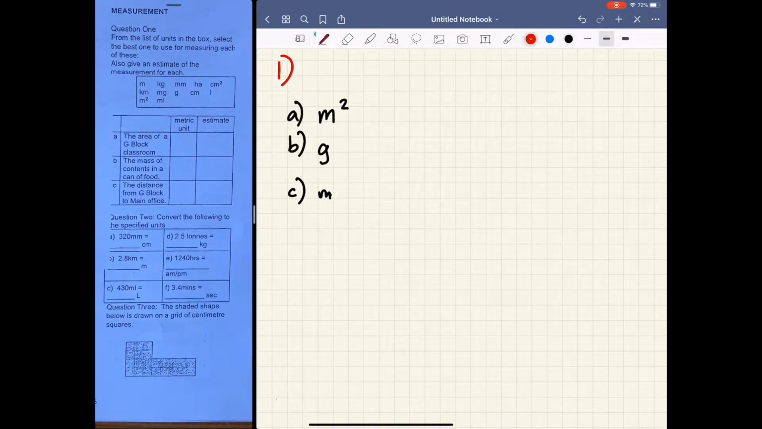Question 2. Convert the following to the specified units. So 320 millimeters equals 32 centimeters. Right, so millimeters to centimeters, you have to divide it by 10.